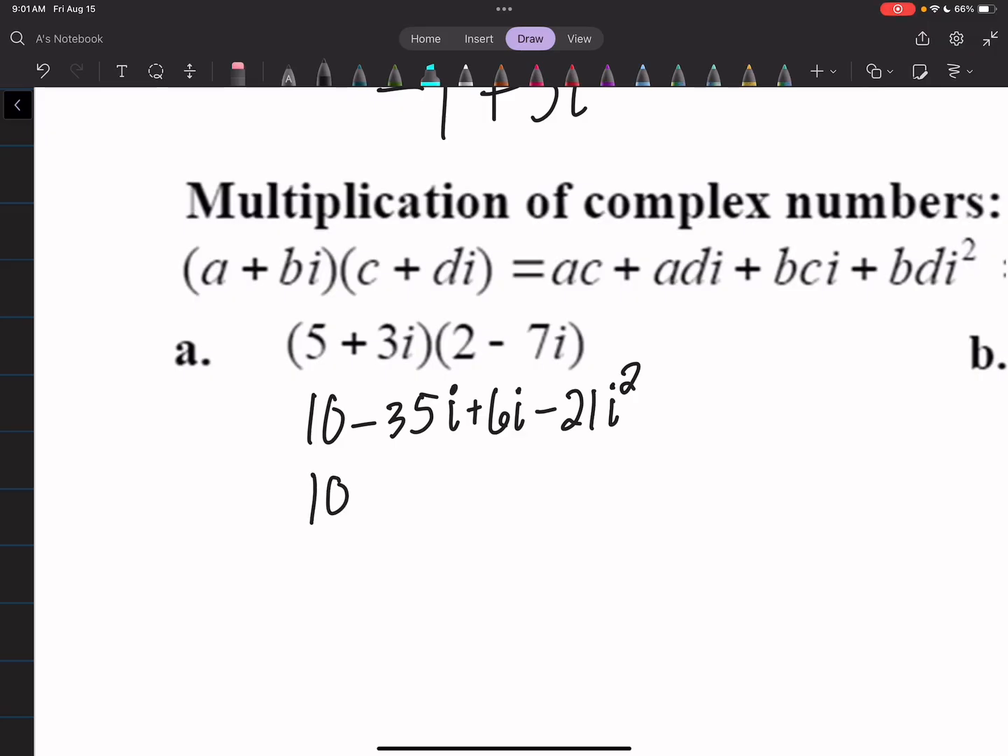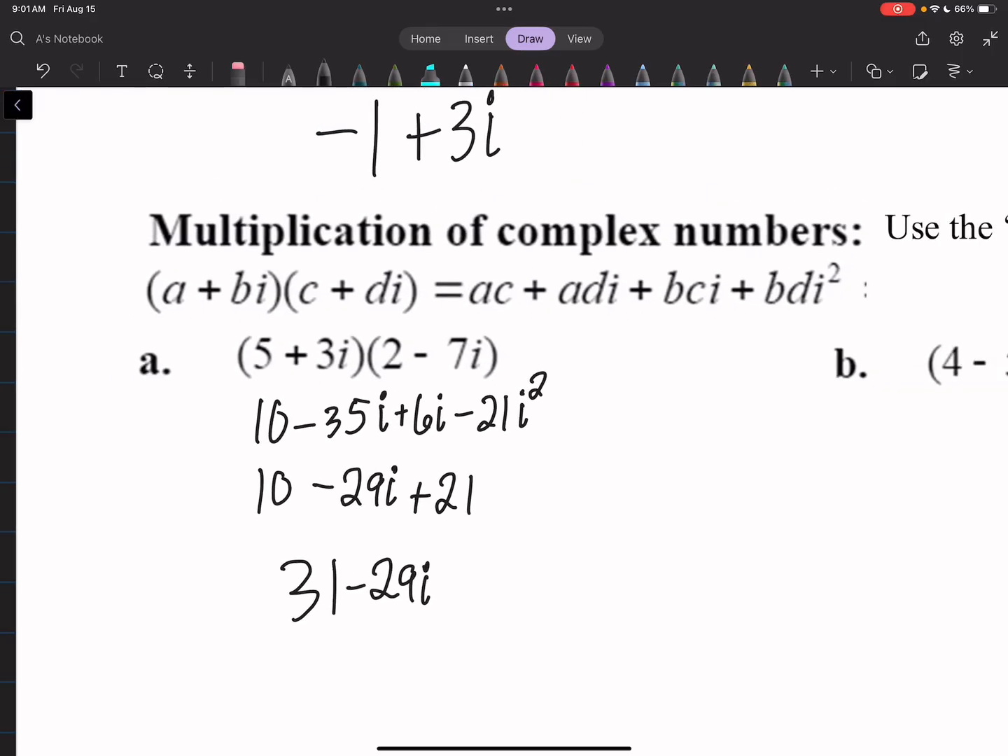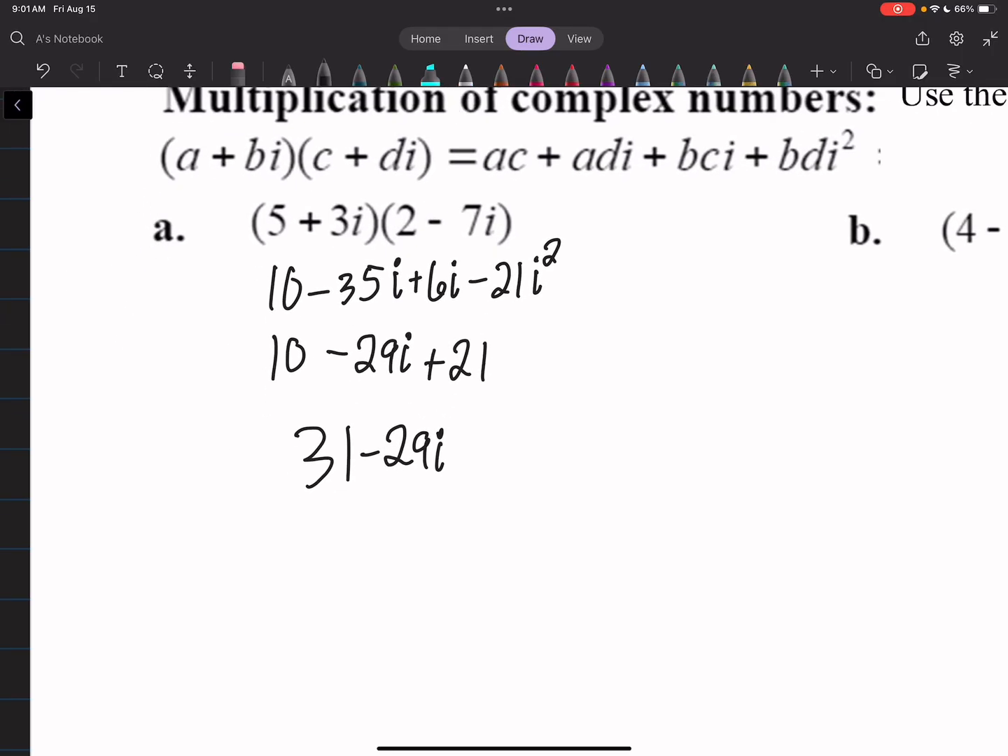Okay, so this is 10 minus 29i plus 21, because it's negative 21 times negative 1, positive 21. That's 31 minus 29i. Finished?